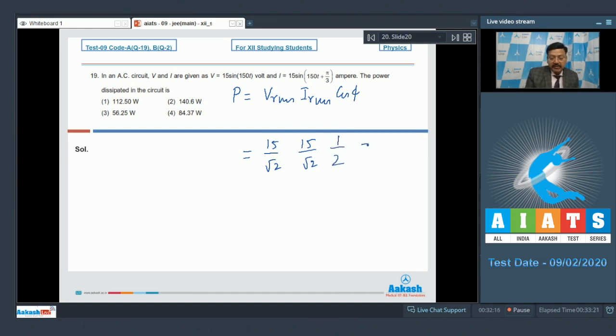So this is the power we have. Well, it is 15 into 15, that is 225 divided by 4 watt, right? So it's 225 divided by 4 watt, and if we simplify this, this comes out to be equal to 56.25 watt. That means for question 19, option 3 is correct. Let's go to question number 20 now.